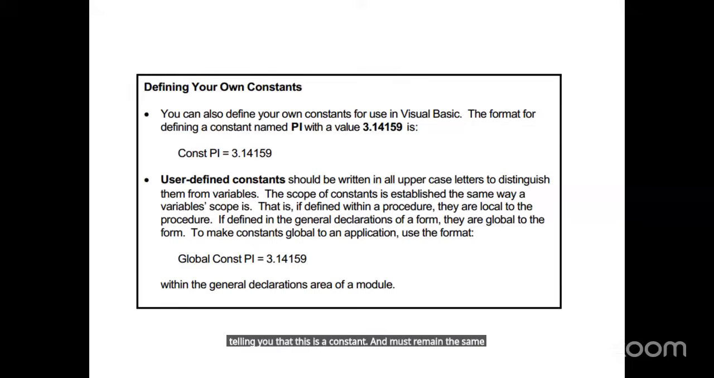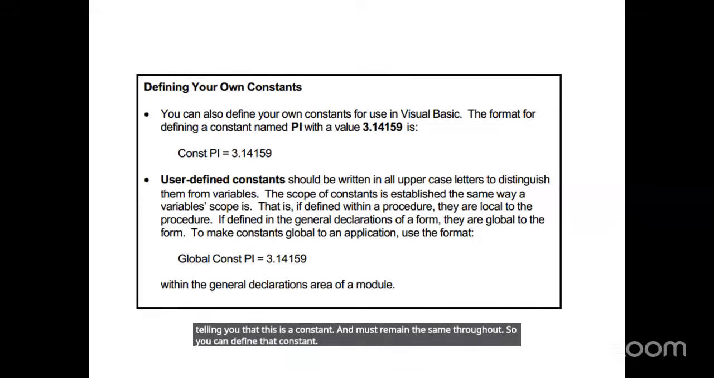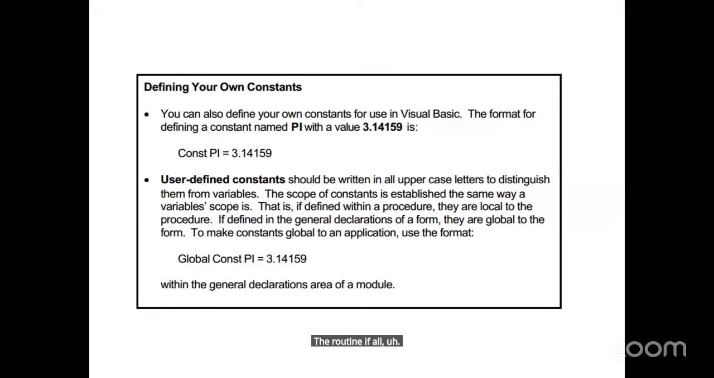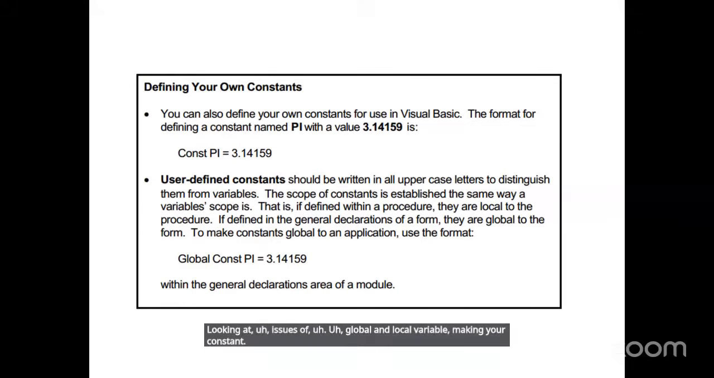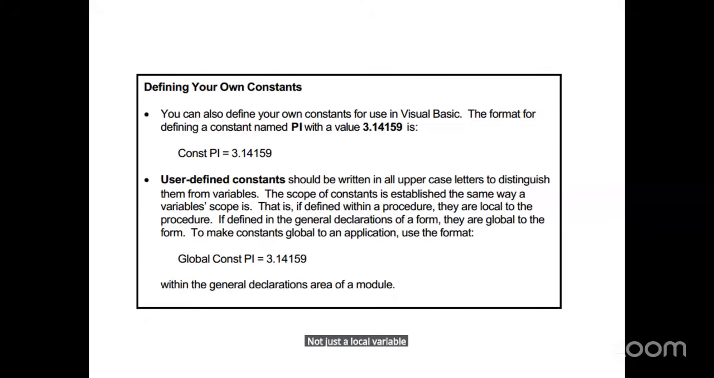So you can define that constant to be global, a global constant, which can be used in all files. This is just within a general declaration area of a module. When you're dealing with modules, you look at issues of global and local variables, making your constant not just a local variable within a module but a global one, apart from where you are.